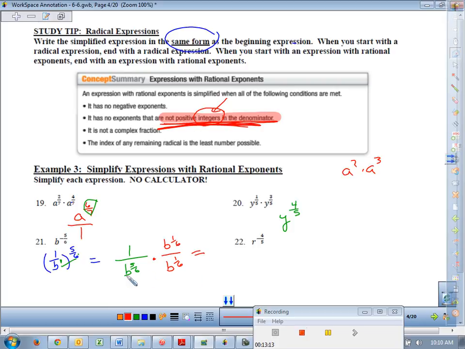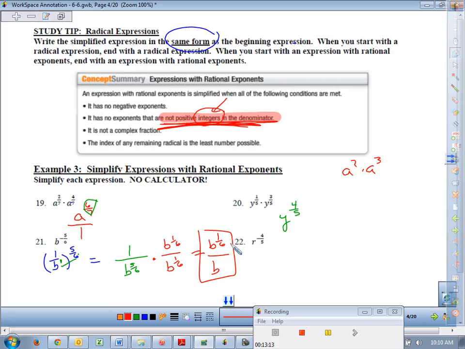When you multiply b to the 5/6 times b to the 1/6, wouldn't you add those exponents together and get b to the 6/6, which is what, really? B to the 1st power. You see how I just got rid of the rational exponents? With me on that? What's upstairs, though? B to the 1/6. And that's the final answer.